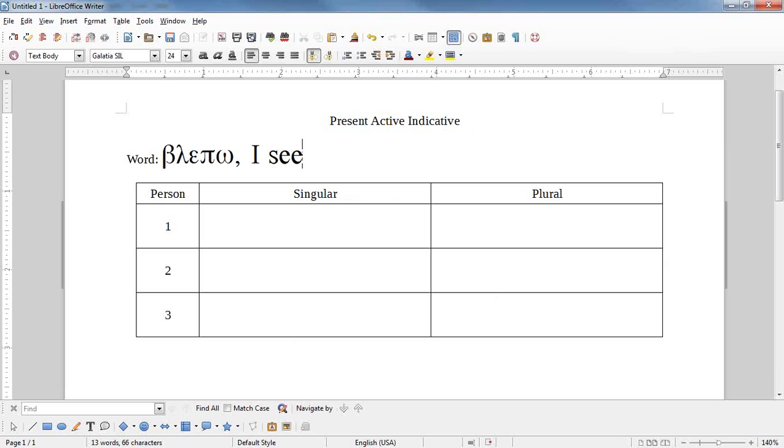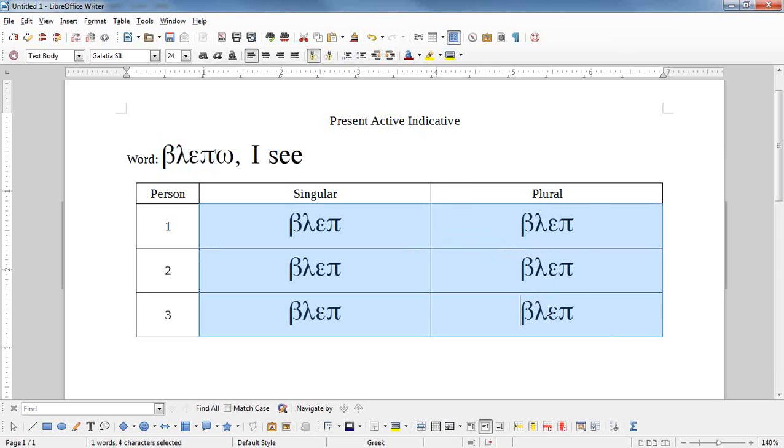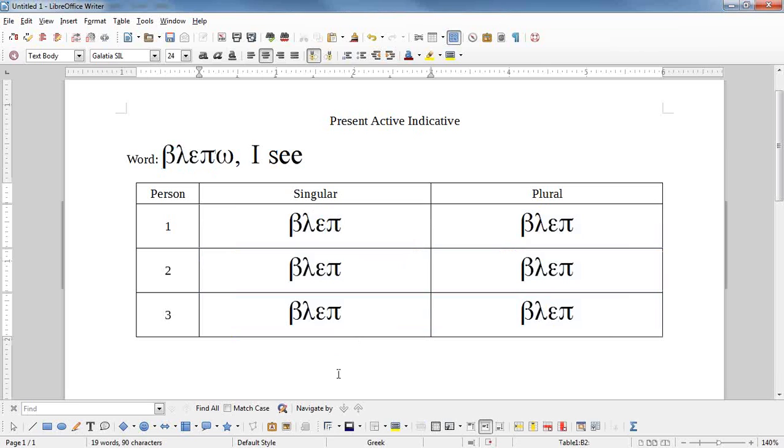What would be the stem? James, go ahead, sir. Would it be blep? Very good, James. That's exactly right. James is saying that it is beta, lambda, epsilon, pi, blep. That is the stem. And so now I'm going to copy the stem and paste it in all these boxes. Okay, blep. That is the stem. Now, this omega, raise your hand to give me the answer. This omega, what person and number is this omega?